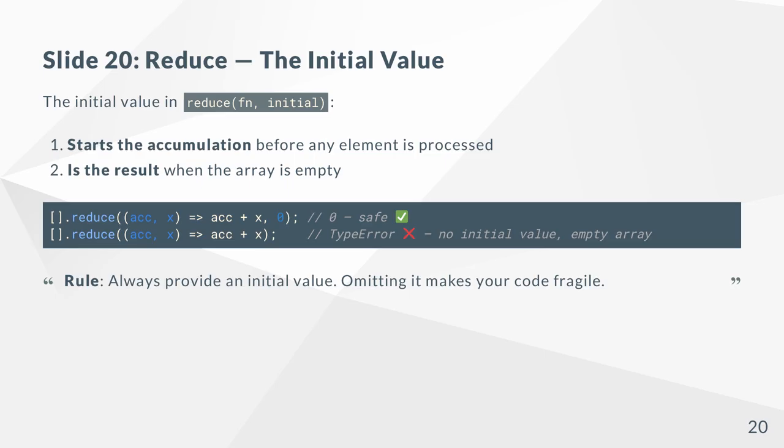The initial value in reduce has two roles. First, it starts the accumulation before any element is processed. Second, it is the result when the array is empty. Calling reduce without an initial value on an empty array throws a TypeError. Rule: always provide an initial value. Omitting it makes your code fragile and surprising when arrays can be empty.